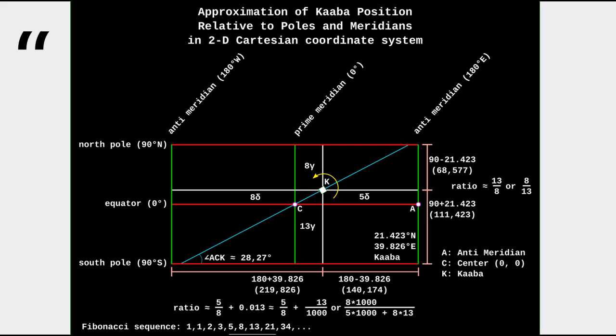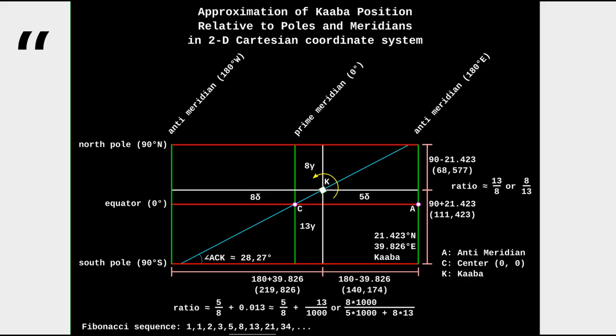The diagram places the Kaaba within a coordinate-like layout based on major Earth reference lines: the North Pole at the top, the South Pole at the bottom, the equator in the center, and the prime meridian and anti-meridian on the left and right sides. The vertical lines, longitude, are colored green, and the horizontal lines, latitude, are colored red. The white color represents the Kaaba's position. At the center of the diagram is point C, which represents the coordinate center. Point K marks the location of the Kaaba at 21.423 degrees north and 39.826 degrees east.